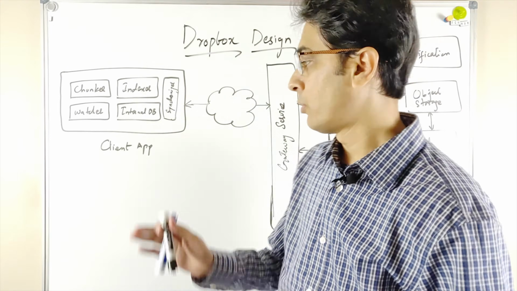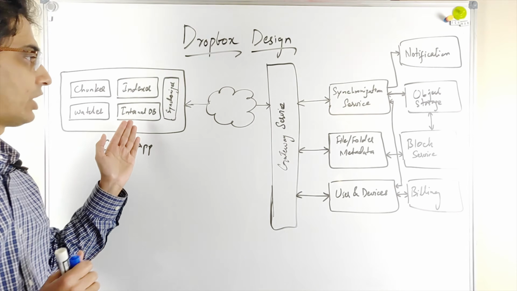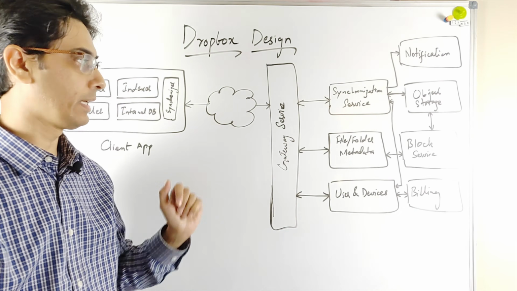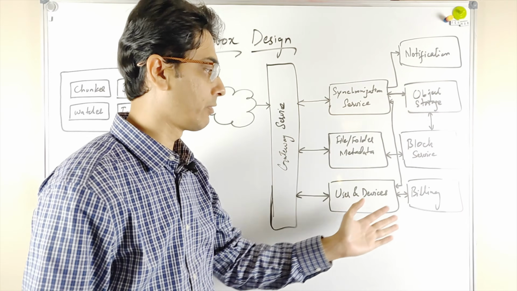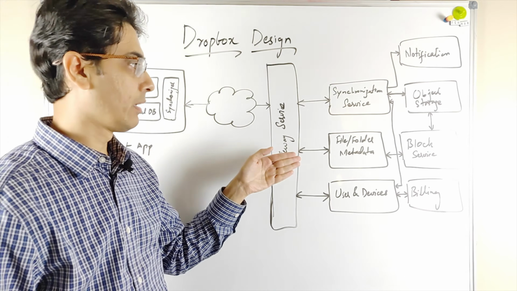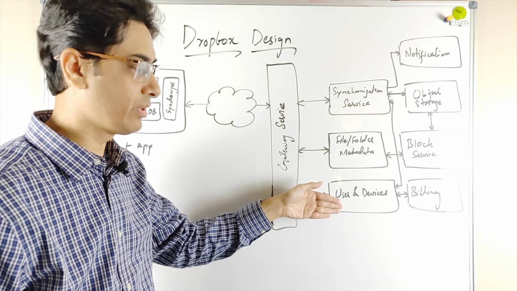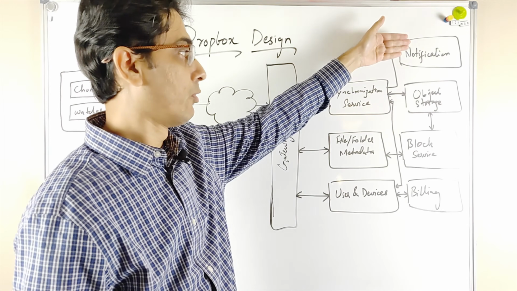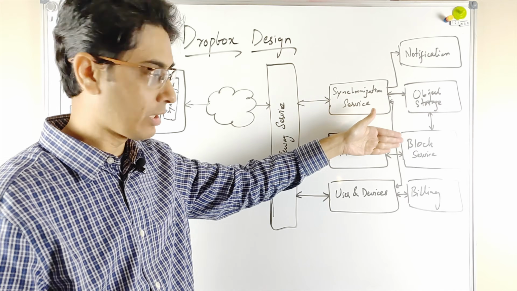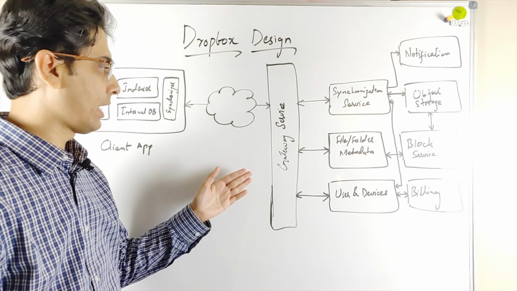for a file? So this was the client application, and as you see, the client application is communicating with the Dropbox service over the internet. And now these are different microservices within the Dropbox service. We have a gateway service, a synchronization service, a file and folder metadata service, user and devices, notification, an object storage service, a block service or chunk service, and a billing service.